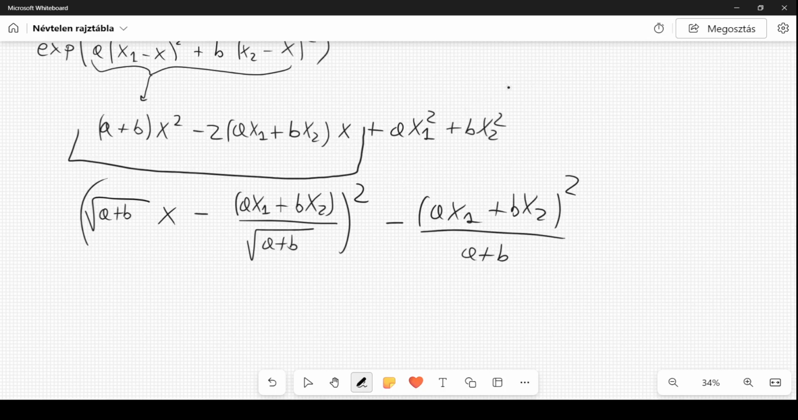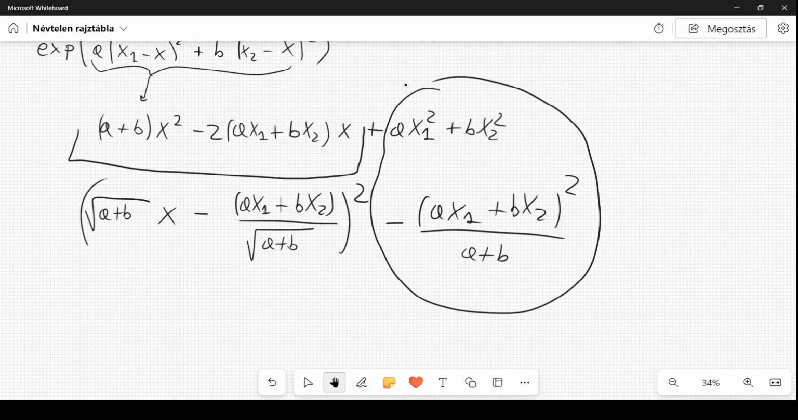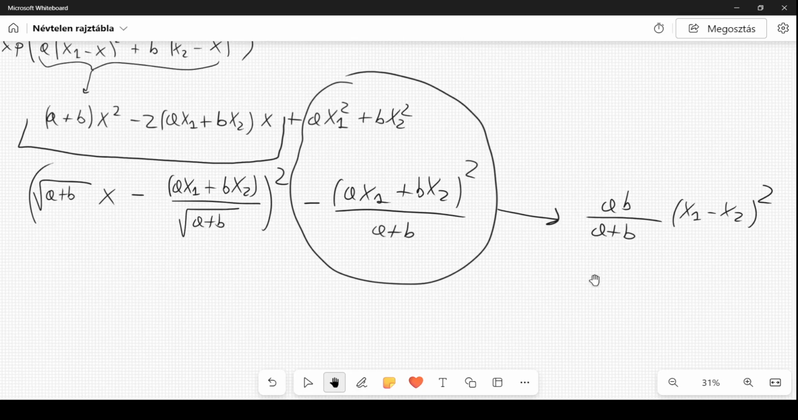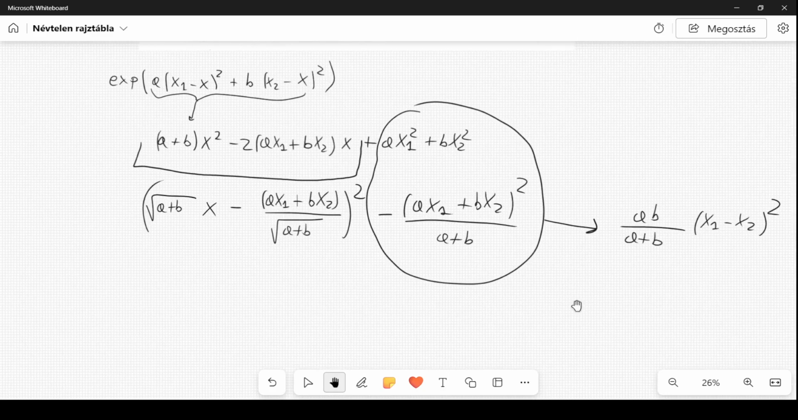Then you can put together this term with these two. So I will skip the algebra, it's very simple. There is nothing mysterious about that. When you put together these terms, you get AB divided by A plus B times (x1 minus x2) squared. And this term, remember, appears inside the exponential. So we have the exponential of this term squared plus this term here.